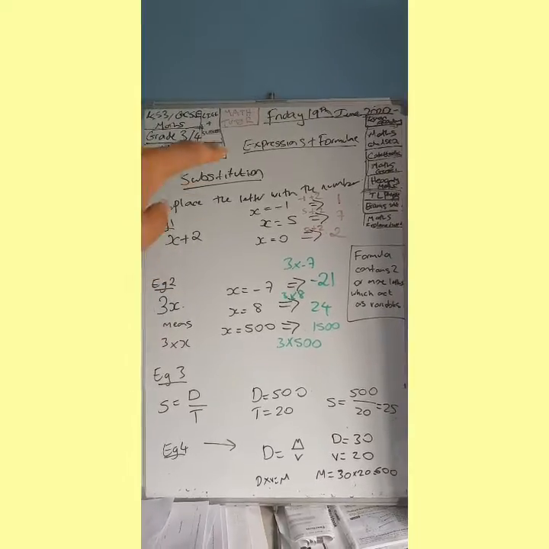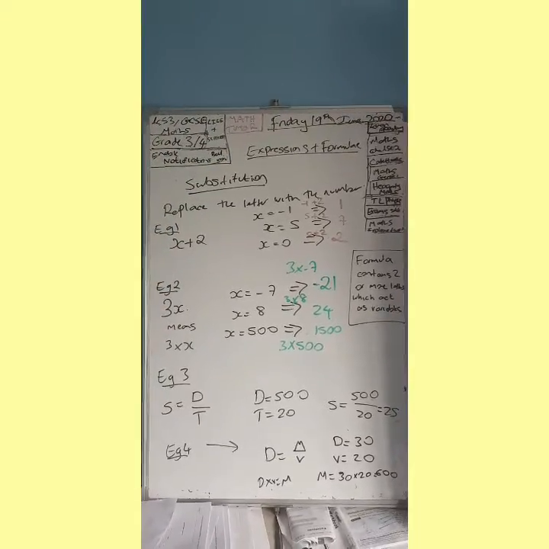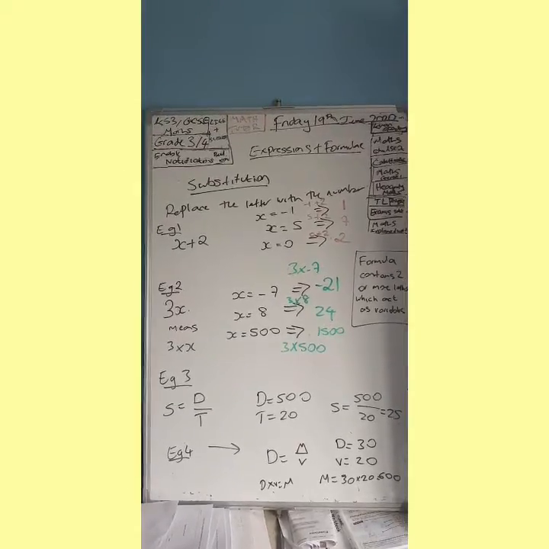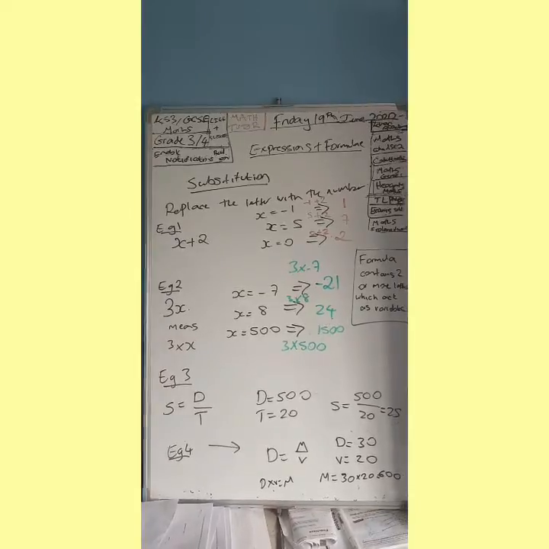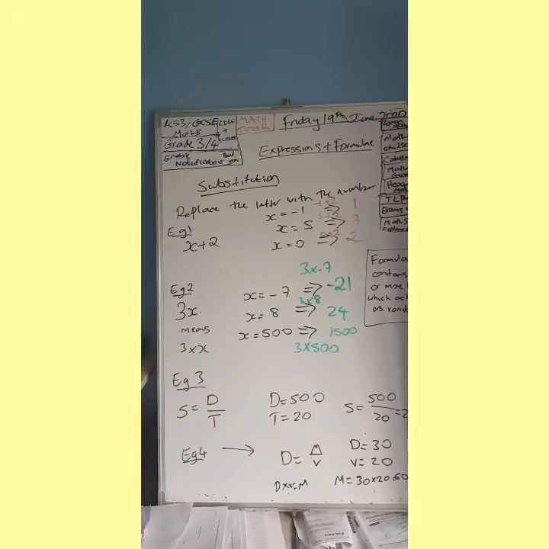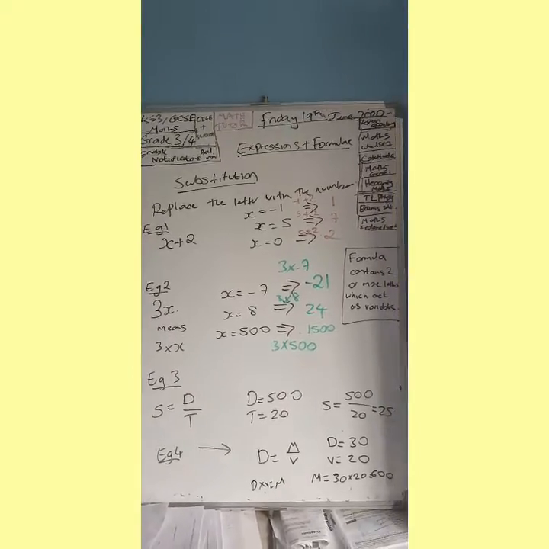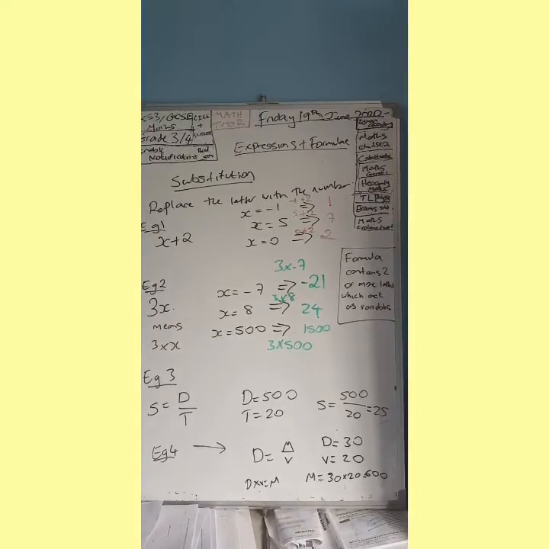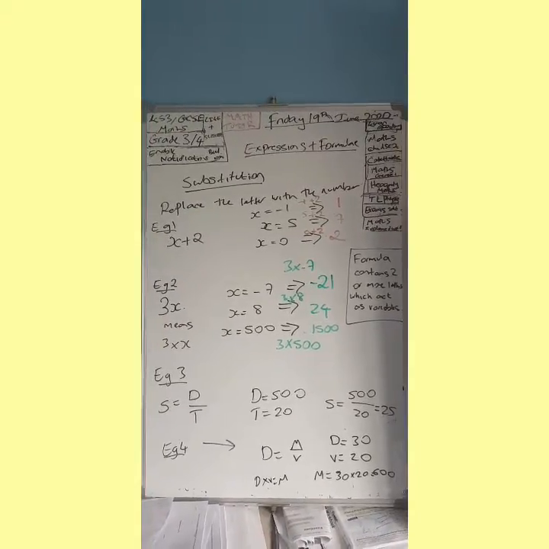These are examples of expressions. Expressions have no equal sign. It just has a letter with a number, either multiplied, divided, added or subtracted. That is what I call an expression. An expression does not have an equal sign. A formula, however, does. That's the key difference between a formula and an expression.